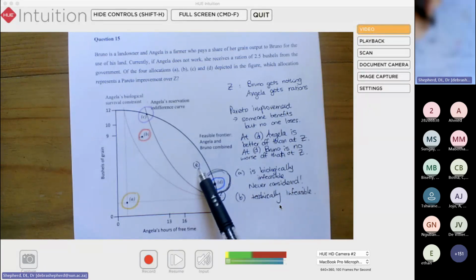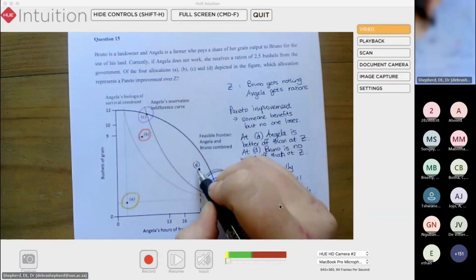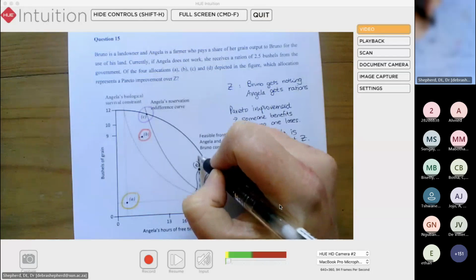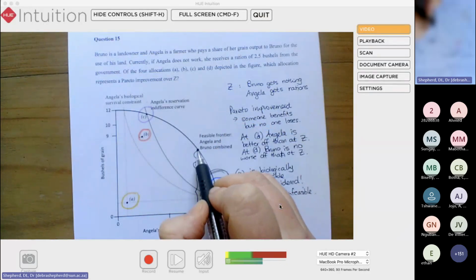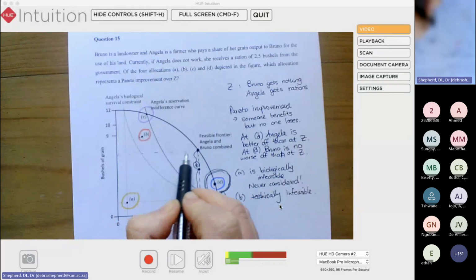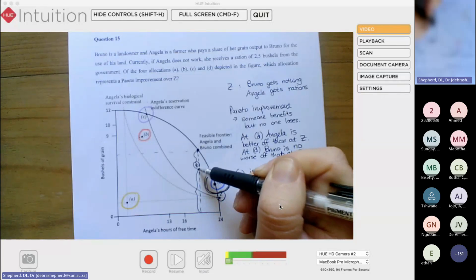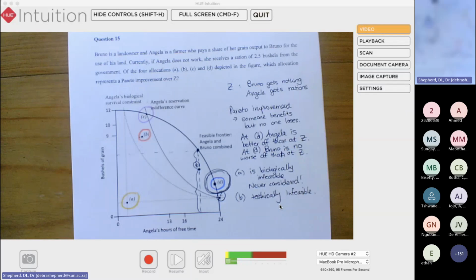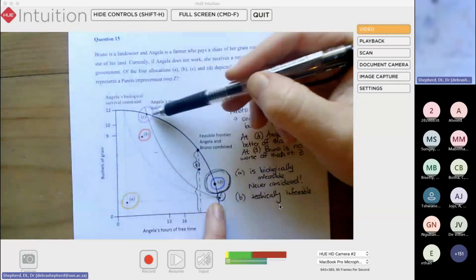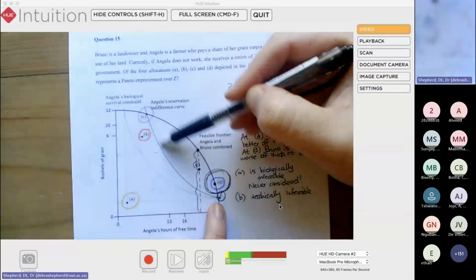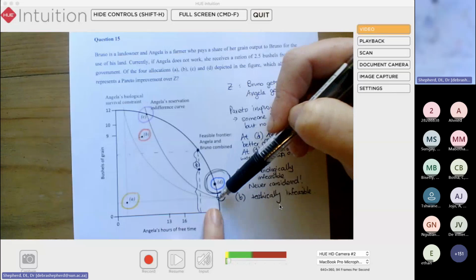It's a Pareto improvement over Z because E lies above the reservation indifference curve. And so Angela is better off at E than she is at Z. And Bruno is better off at E than at Z because in this outcome E, Angela gets this amount and Bruno gets this amount, because the total production is going to be on the feasible frontier. So E is a Pareto improvement over Z, and both of them are better off at E than they were at Z. So what we can conclude is that any point that is inside the economically feasible frontier is a Pareto improvement over Z.